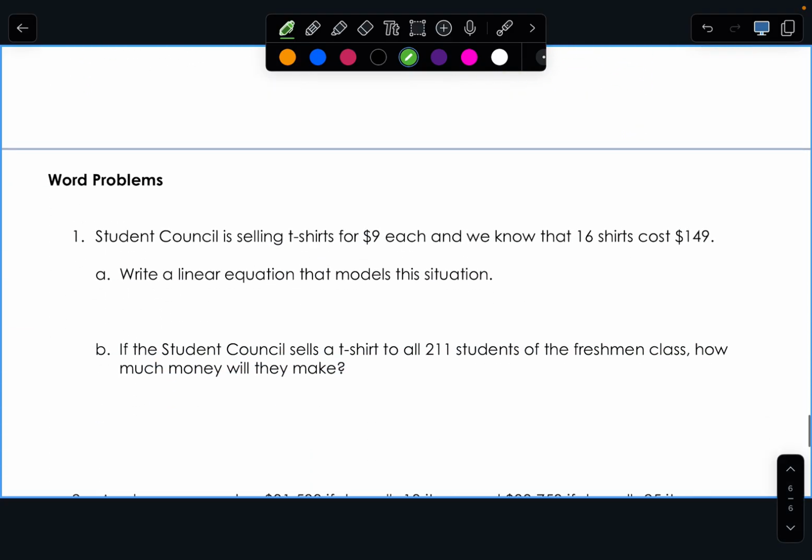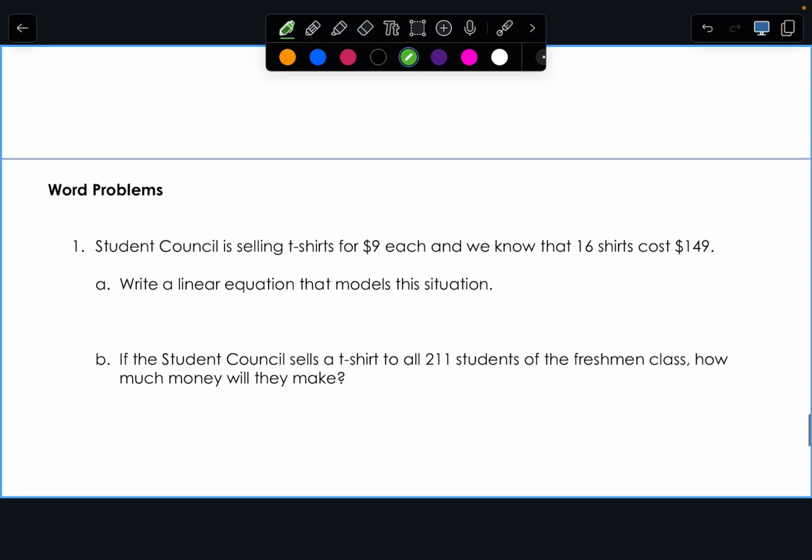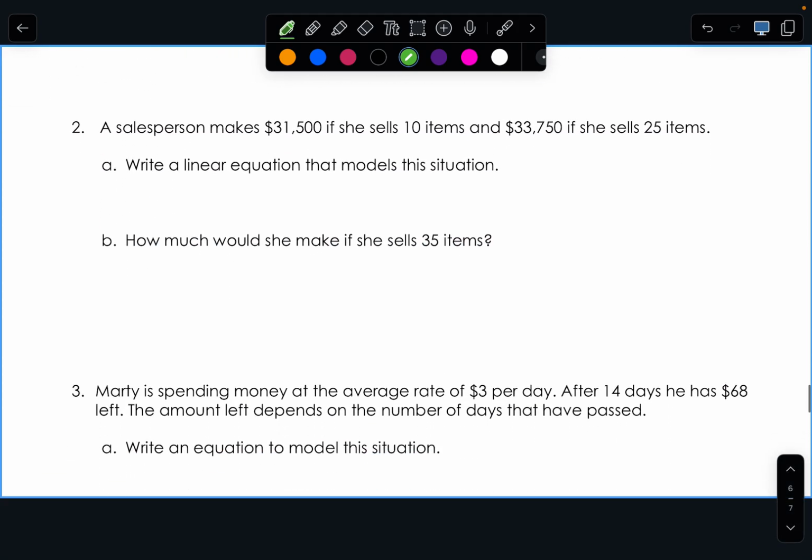All right, the back side is word problems. For word problems, to be able to put them in point-slope form, you need 2 points, because then we just find the slope, or you have the point and the slope. For the sake of time, I'm going to skip over number 1, and I'm going to jump to 2.